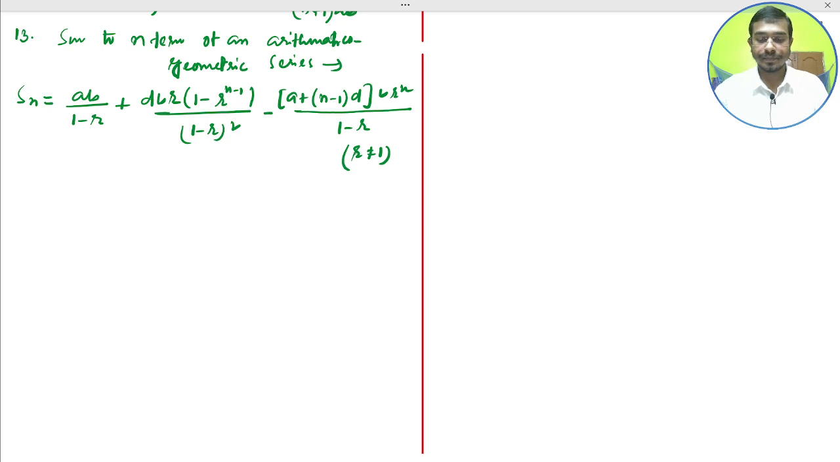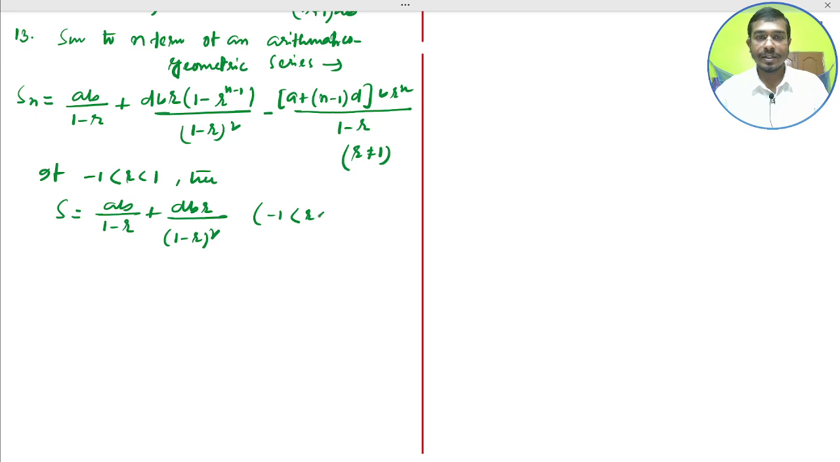Very important. And if minus 1 is less than r less than 1, then for this condition the sum becomes ab divided by (1 minus r) plus dbr divided by (1 minus r) whole square, for minus 1 less than r less than 1. This is only for JEE Advanced. The sum of n terms of an arithmetico-geometric series.